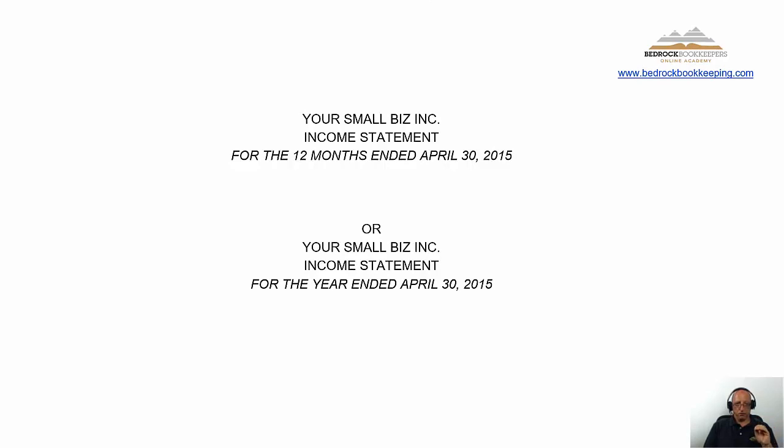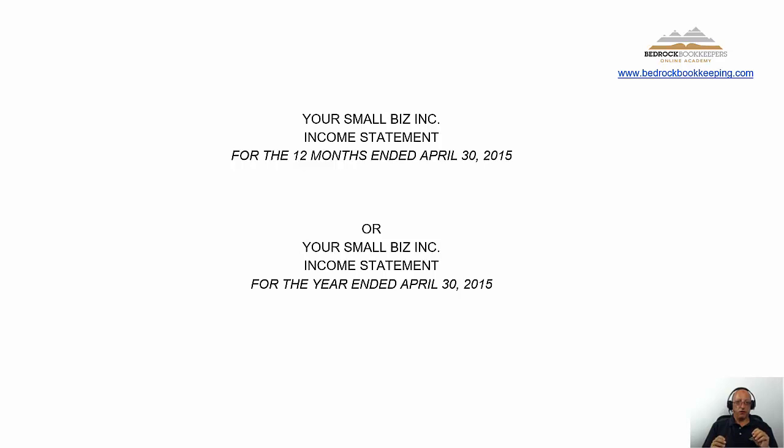That is the result of the transactions that happened between those two dates, April 30th of 2014 and April 30th of 2015. So these are the titles that you could name your income statement. Again, it's got to be self-descriptive. In one example, it says for the 12 months ended. In the second example, it says for the year ended. Doesn't matter. It's describing a time period.